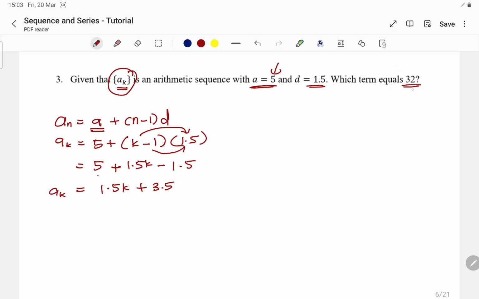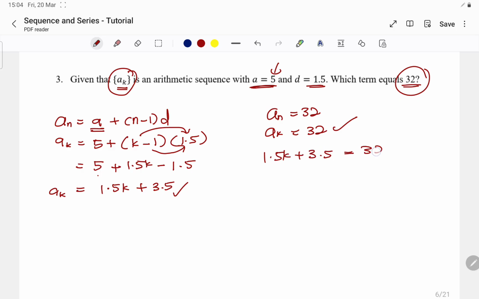And then the statement, they say which term is equal to 32. By right, we don't know what term is equal to 32, or we can also use AK is equal to 32. Now we have this information, we also have the formula for AK. So we have AK: 1.5K plus 3.5 equal to 32. And then just find the K, because K represents the number of the term.